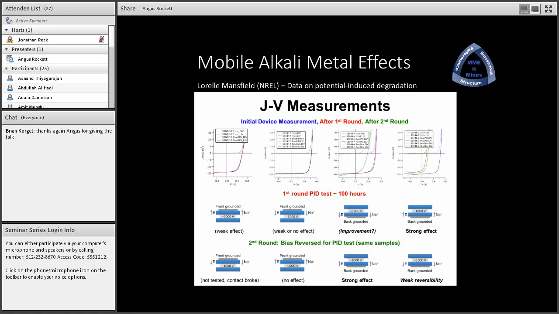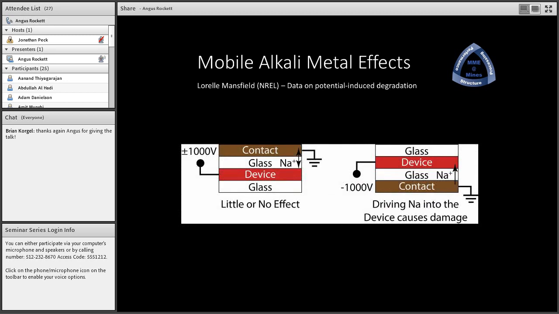So here's some data from Laurel Mansfield at NREL, where she's measured the effect on devices by applying a potential to the encapsulation. And so if you think of a glass encapsulated device, the glass is a thick layer. It's up to 4 millimeters thick, so it's not a thin material. But if you ground the front or back surfaces and apply a high voltage to the interior of the device, you can drive sodium in or out of the device.